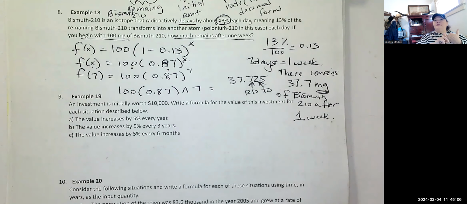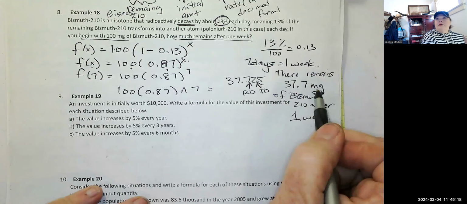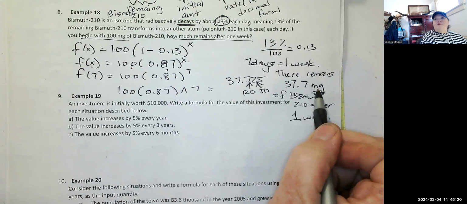The sentence, there remains, got my sentence. I've got my rounding, even though I didn't tell you what to round to. I explained what my rationale was. And then I've got my units. So I've got everything I need to make sure I got my point.